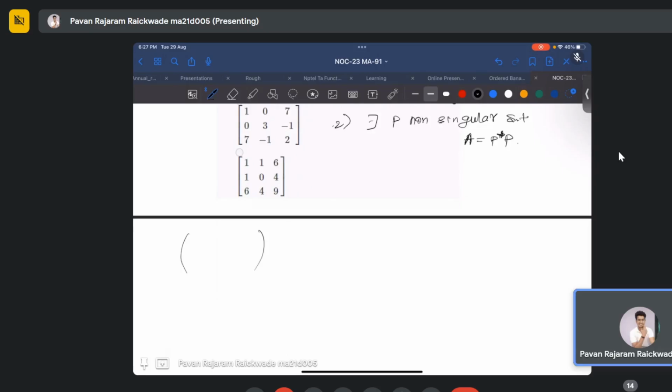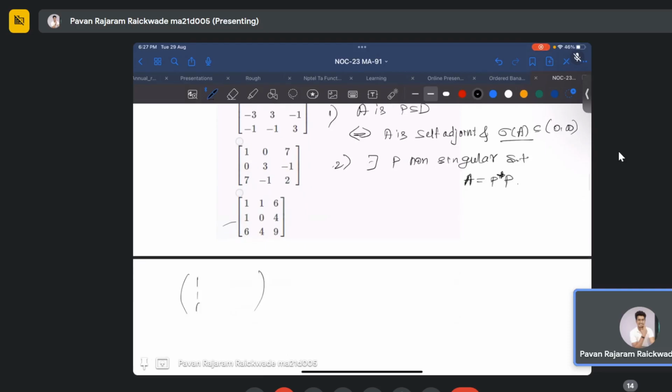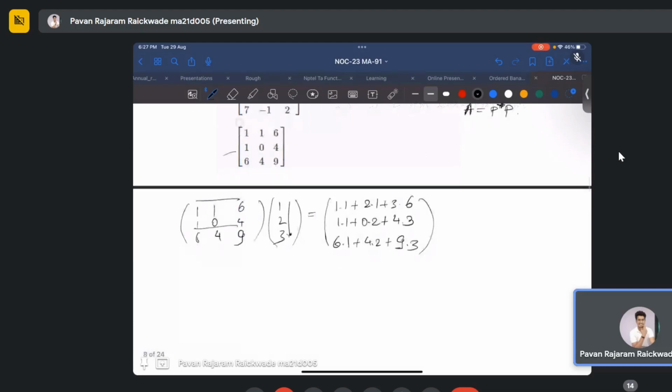How do you compute matrix multiplication? Let's say I take this matrix, 1 1 6, 1 0 4, 6 4 9, and multiply with 1, 2, 3. You take the first row and multiply with the column: 1 times 1 plus 1 times 2 plus 6 times 3. Similarly for the second, 1 times 1 plus 0 times 2 plus 4 times 3. Then 6 times 1 plus 4 times 2 plus 9 times 3.